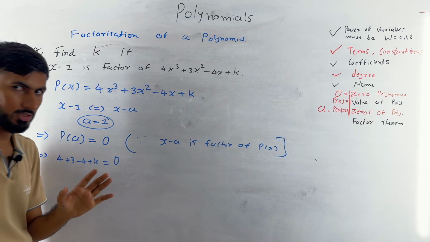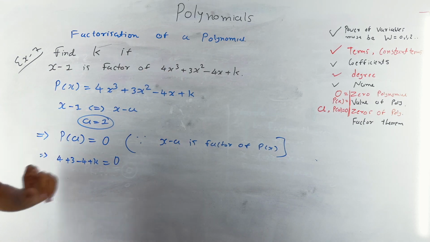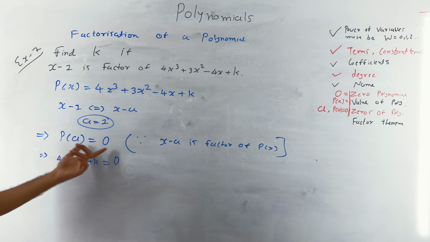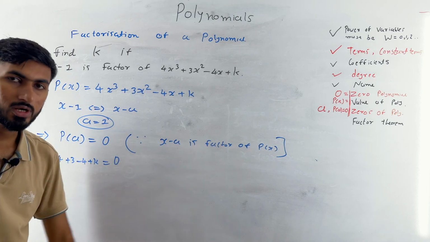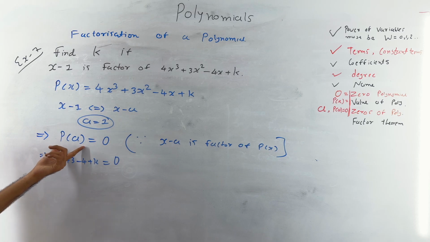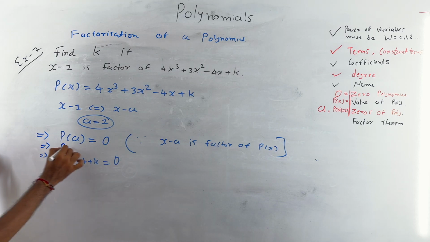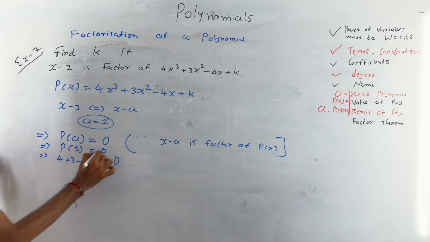Now I know by the factor theorem, if x minus a is a factor of this polynomial, that means p(a) will be 0. So I have written p(a) is equal to 0 because x minus a is a factor of this polynomial. It is given in the question, right? So I have just found the value of p(a). If you want to write another step, you can write p(1) equal to 0, right?